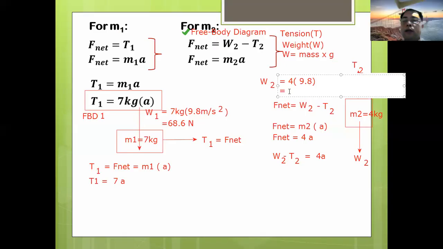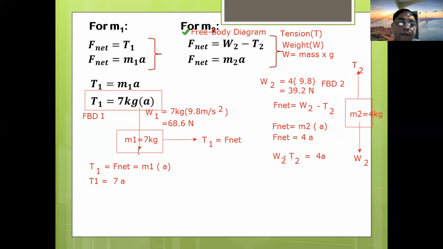If we try to determine our weight 2 here, weight 2 is 4 times 9.8, which is a constant value. That's 32.2. Was that what you said? 39.2, sir. Sorry, 39.2. And this is in Newton.